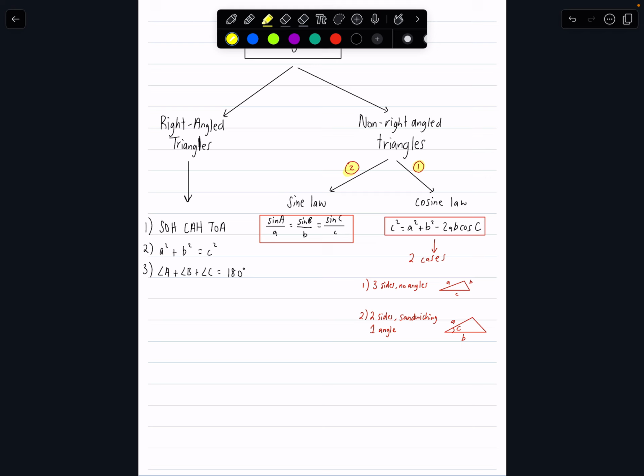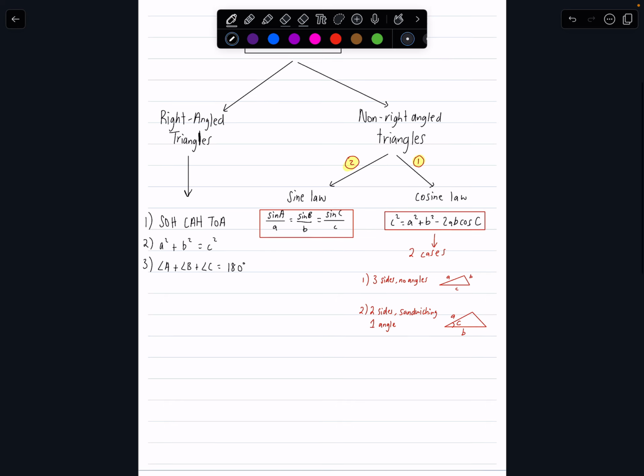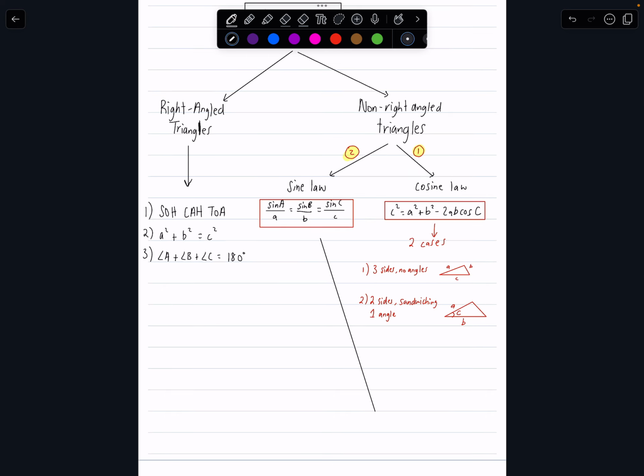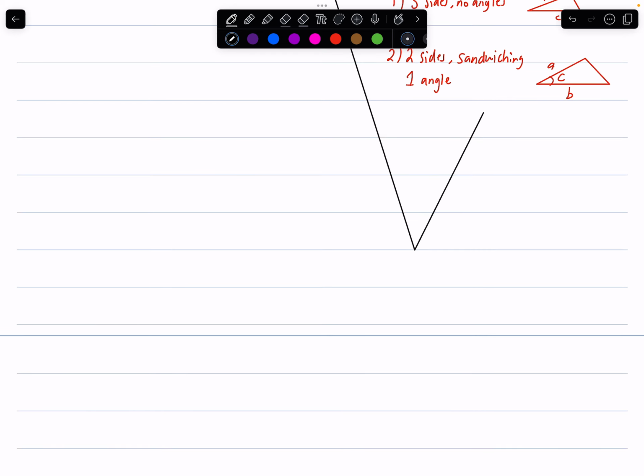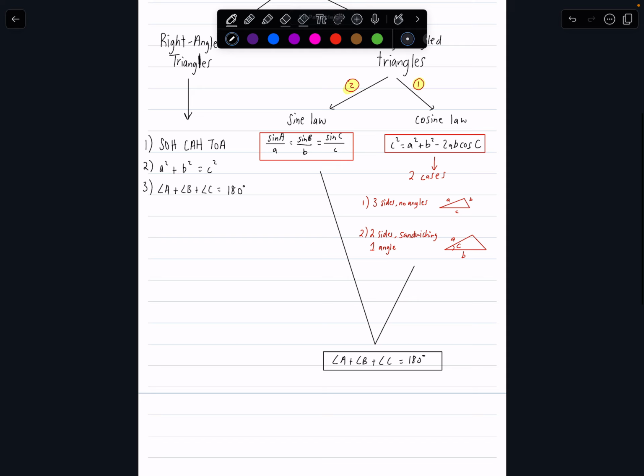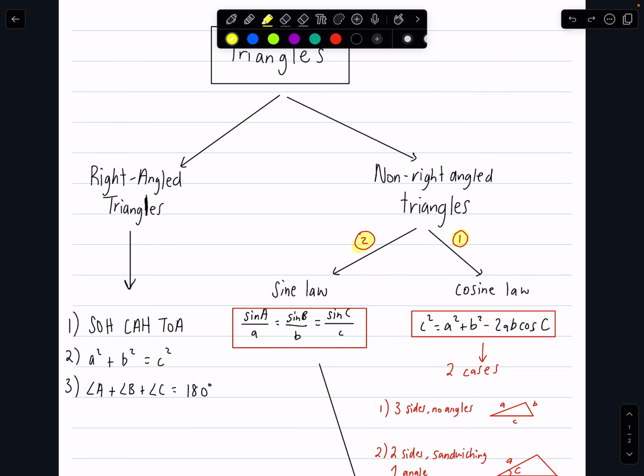And mind you, these all have to do with non-right angle triangles. Now here's another thing about non-right angle triangles. Let's bring this flow chart down here. They also use this rule: angle A plus angle B plus angle C equals 180 degrees. So once we get two of these angles, we're also able to use this formula to find the third angle. Notice how the interior angle law applies for both non-right angle triangles and right angle triangles.